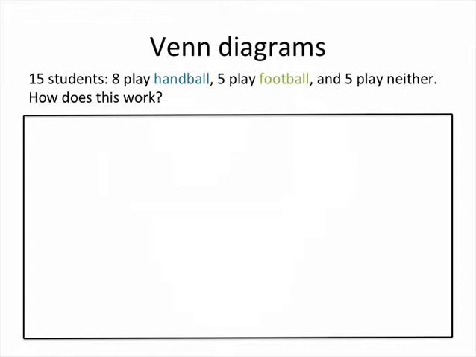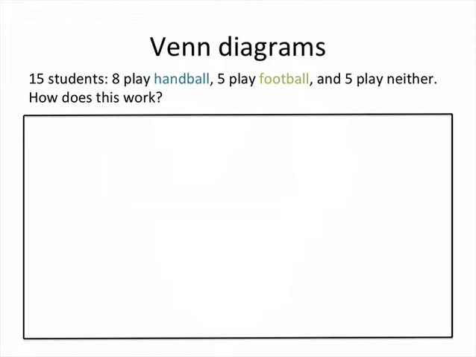Well, if you think about this for a bit, or if you've come across these sort of problems before, you'll see the solution. It's not that we have 3 extra students, it's that we've double counted 3 of them. We've counted 3 of them twice. Why is that? Because 3 of them play both handball and football. So if we take that into account, things then work out.